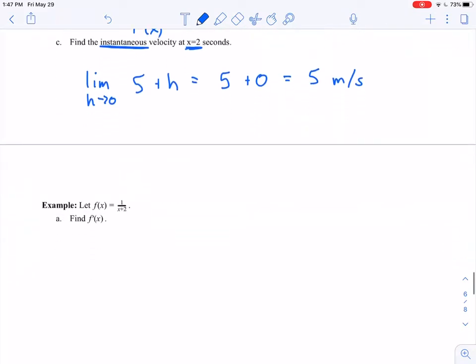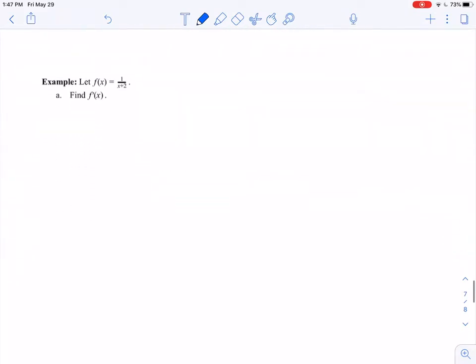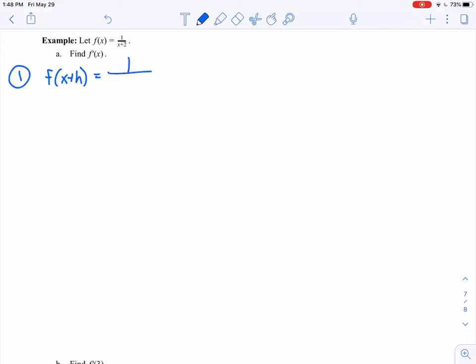All right, let's look at one more example here. This one's a little bit tougher, so we'll take our time. Here we've got f of x equals 1 over x plus 2. So, okay, let's start. We're going to find f prime of x. We're going to find the derivative, so I'm going to start by finding f of x plus h. So I really only have the 1x. It's going to be 1 over x plus h plus 2. Well, I can't simplify that anymore, so that's it. There, we're done with step 1. So that was easy enough.